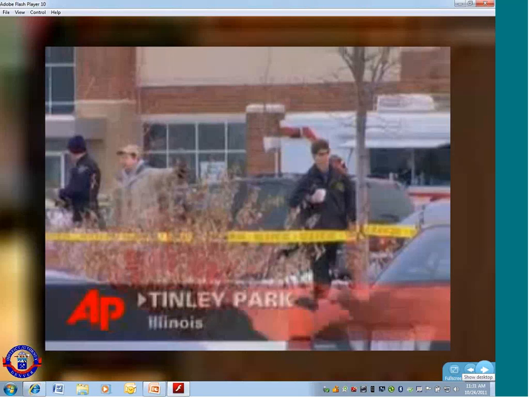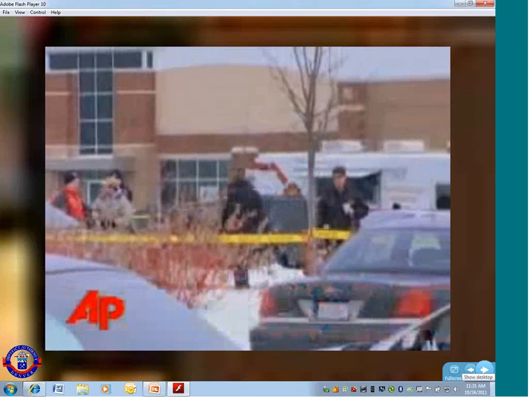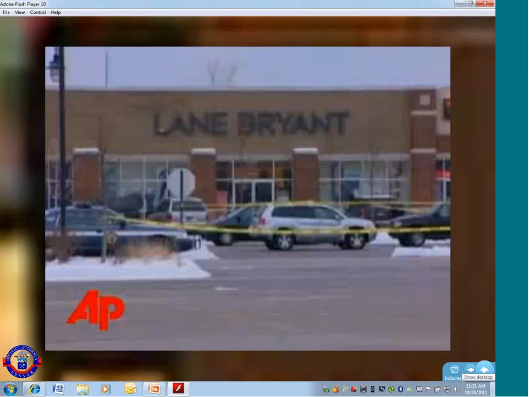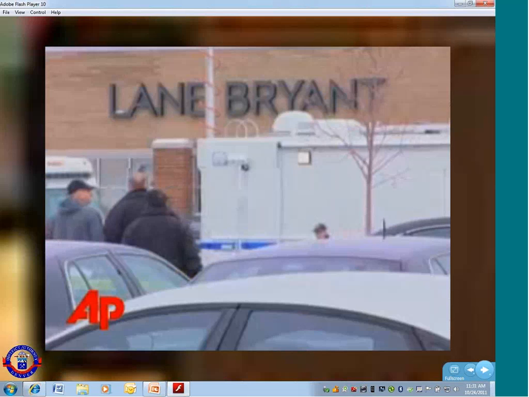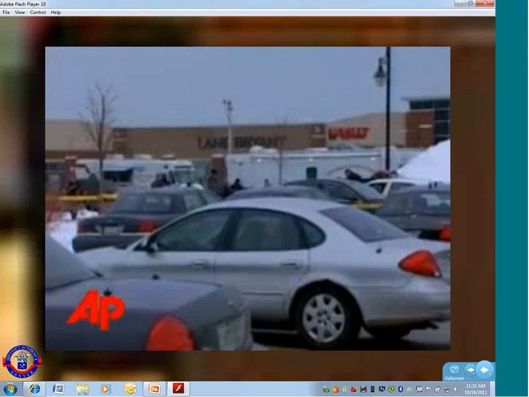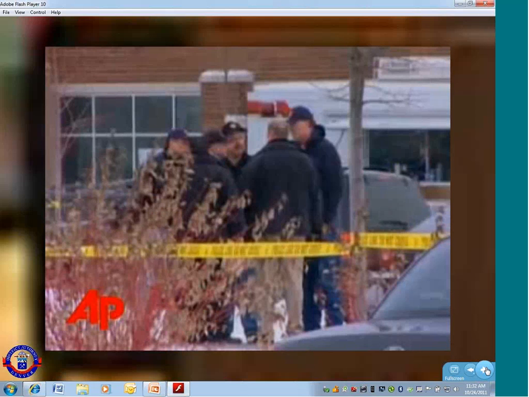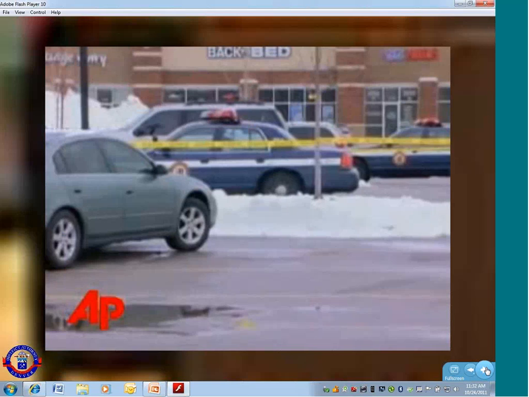Police say a gunman shot and killed 5 women in a robbery at a women's clothing store late Saturday morning. The incident happened at this Lane Bryant, southwest of Chicago. The store is at a strip mall called the Brookside Marketplace. Authorities say the store was open when the incident happened. When police arrived, they found the victims in the back of the store.